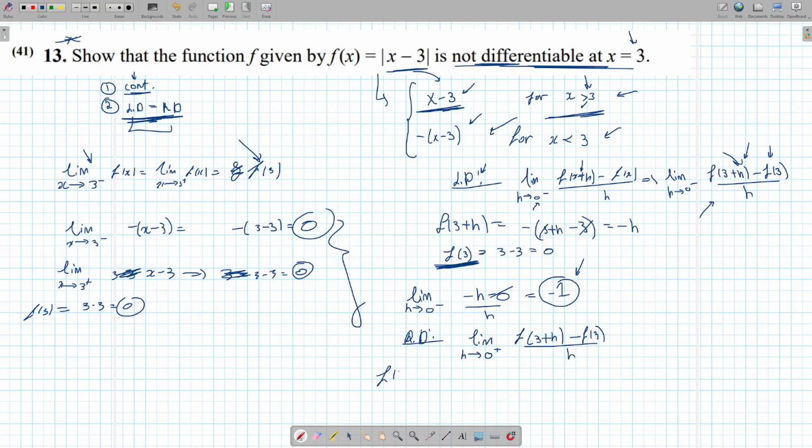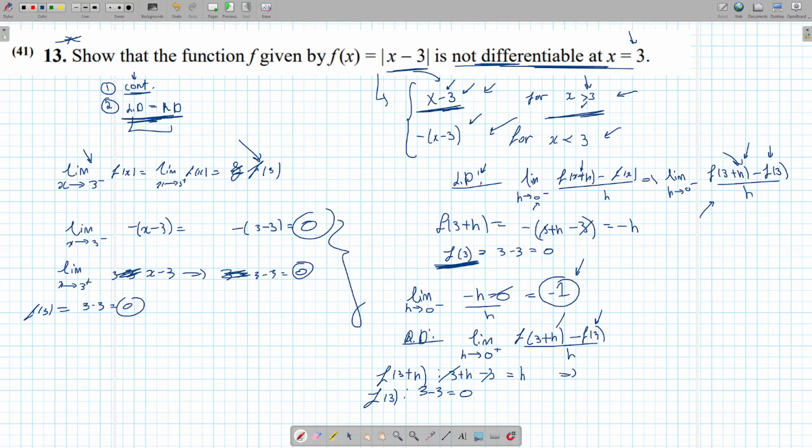Now, again, f of 3 plus h. Is it going to be the same? No, because we're approaching 0 plus. So which one am I going to substitute 3 plus h into? Here now. So it's going to be 3 plus h minus 3. This cancels, and you're left with h. f of 3 doesn't change, because the value of the function at 3 is always the same. Which one am I going to substitute it into? The first one, because this is greater than or equal. You can see the symbol, greater than or equal. I know we found this already, but just to show you: 3 minus 3 equals 0.